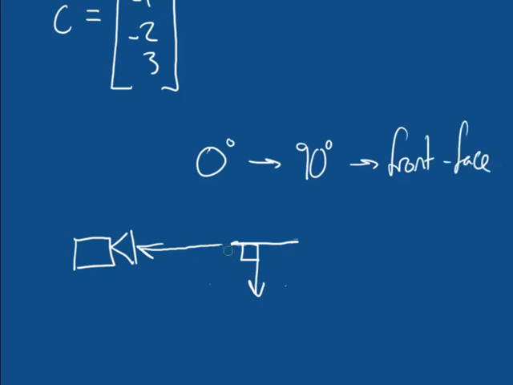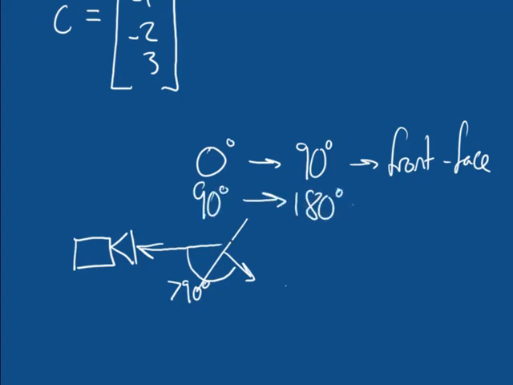However, once we continue rotating and go past 90 degrees, so we're now greater than 90 degrees here, our camera is now looking at the back face of the polygon, because here's our front face, and we're not looking at that, we're looking at the back face of our polygon. So from 90 degrees all the way up to 180 degrees, where we're staring right at the back of our polygon, we're looking at the back face.